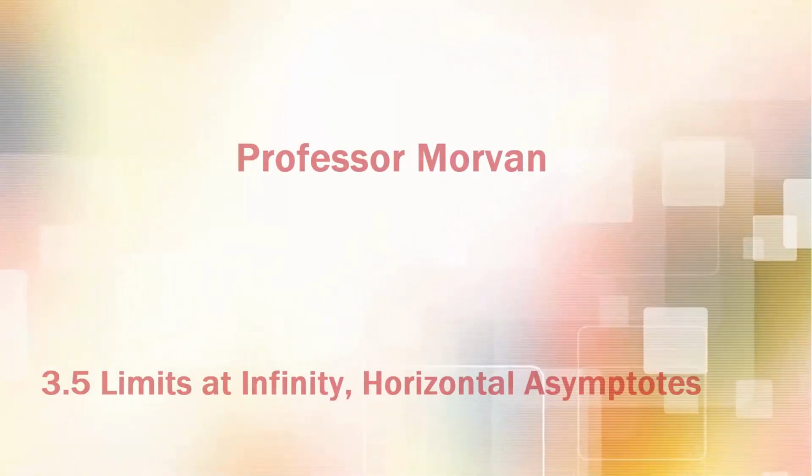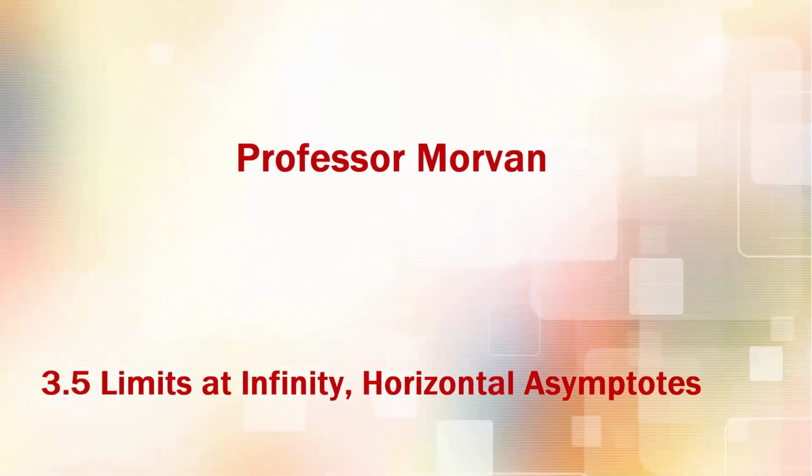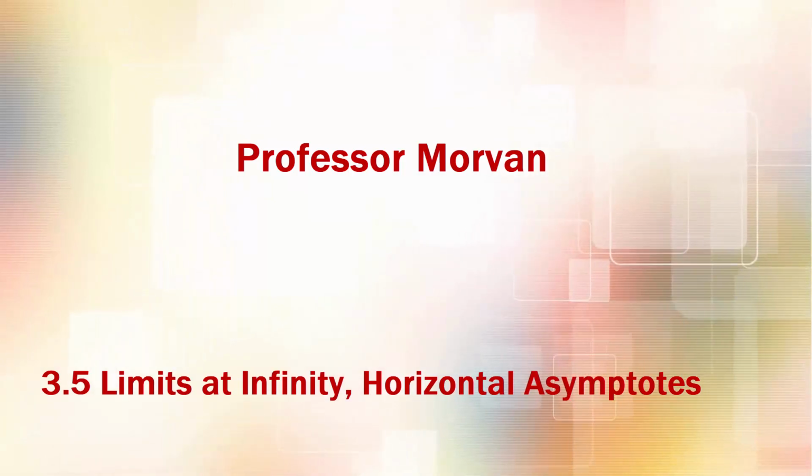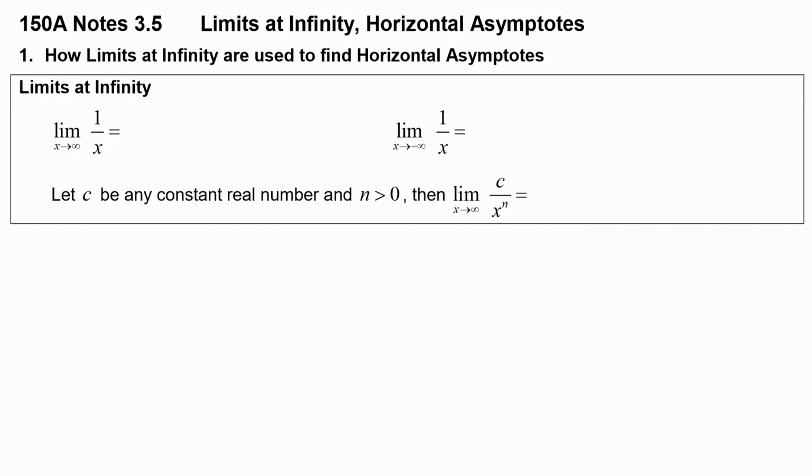In section 3.5, you will learn about limits at infinity and horizontal asymptotes. So in part 1 here, we're going to discuss how limits at infinity are used to find horizontal asymptotes. Taking a limit at infinity means we let x go to infinity in the limit, and in this case, the function we're going to look at is the reciprocal function, 1 over x.